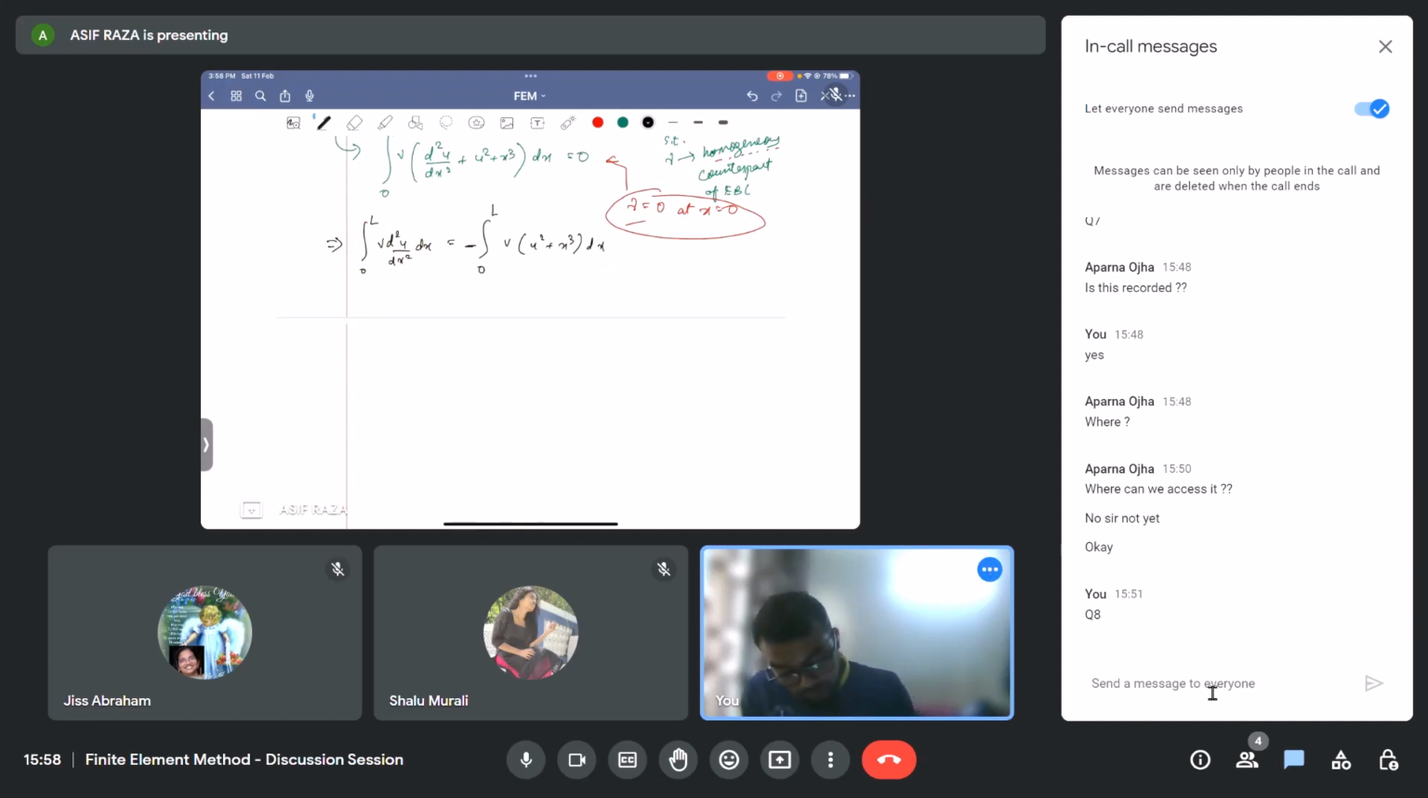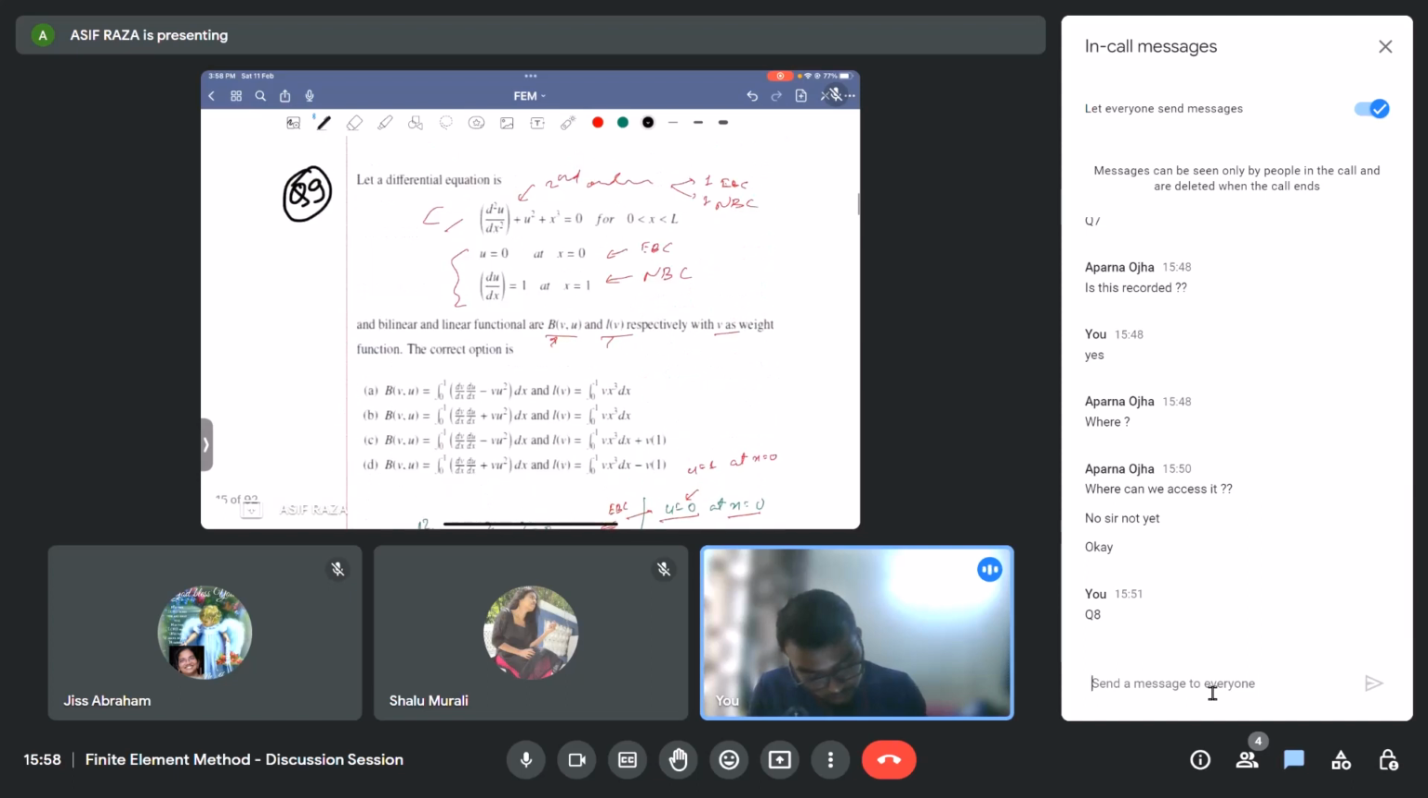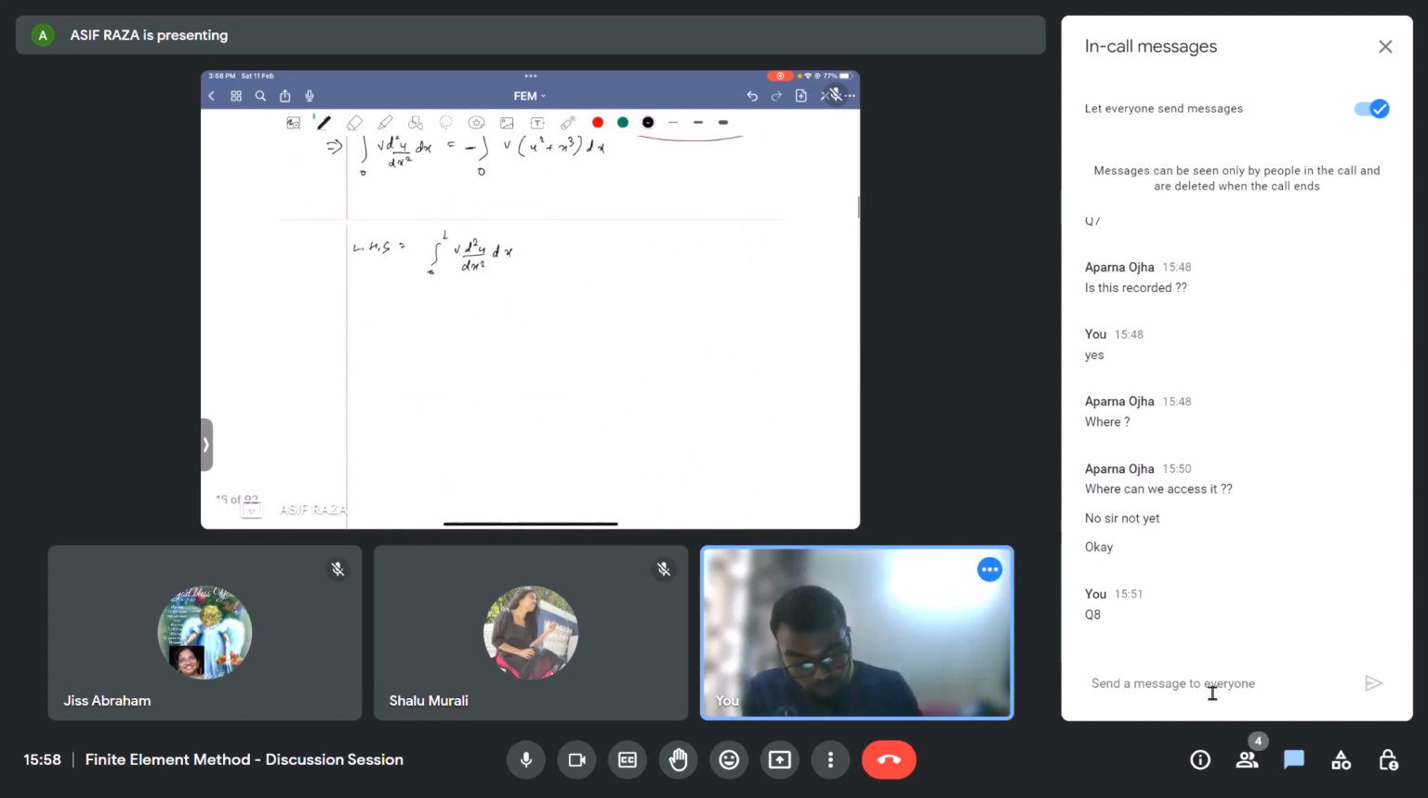Now this LHS, integral from 0 to L of V d square u by dx square dx, can be solved by d square u by dx square, right? So this can be solved by taking integration by parts.